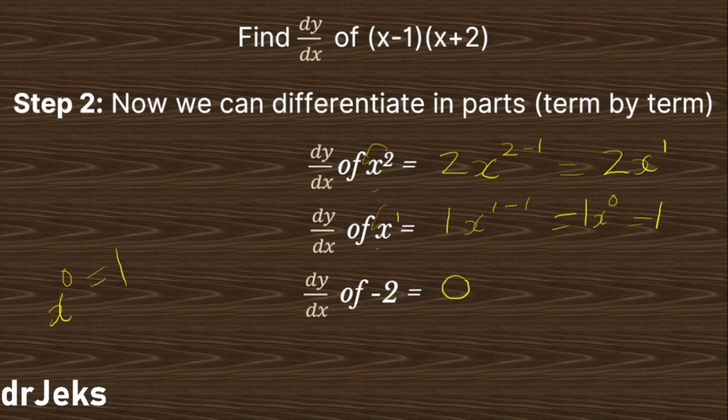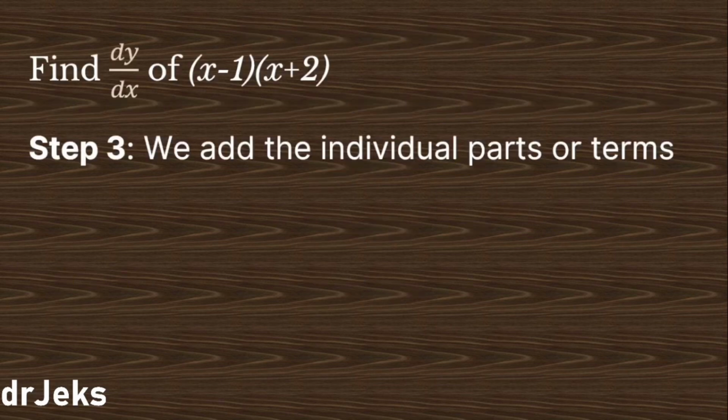Okay, in another lesson, we'll do the proof, but for now, it is sufficient to know that if we differentiate a constant, we are going to find the answer as 0. Okay, now next we have our 3 terms, 2x and 1 and 0. The next thing is we add all the individual parts or terms.